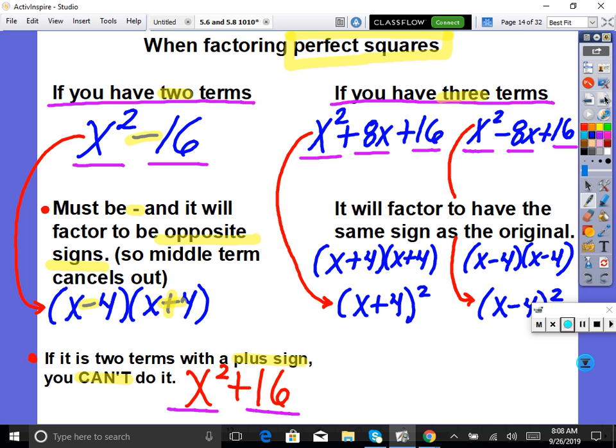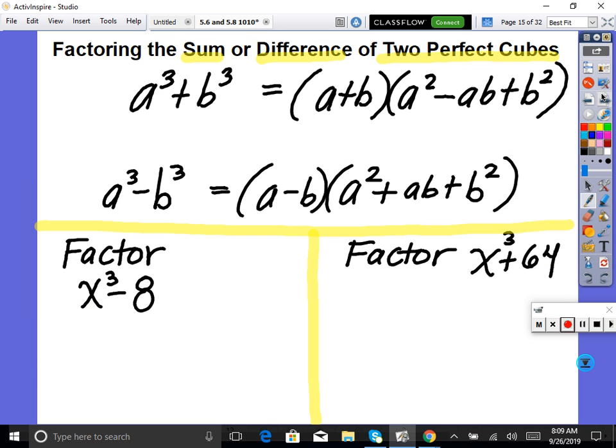Okay, this is all we just learned. I'm just summarizing it for everybody. Okay, so look. If you have 2 terms and it's quadratic with 2 perfect squares, it factors to be conjugate pairs. If you have 2 perfect squares and it's addition, you can't do it. If you have 3 terms but 2 perfect squares on the ends, as long as you square root it and it does add up twice to be the middle, you can go ahead and factor it, right? The sign stays the same. Okay? Awesome. Just making sure we're summarizing.